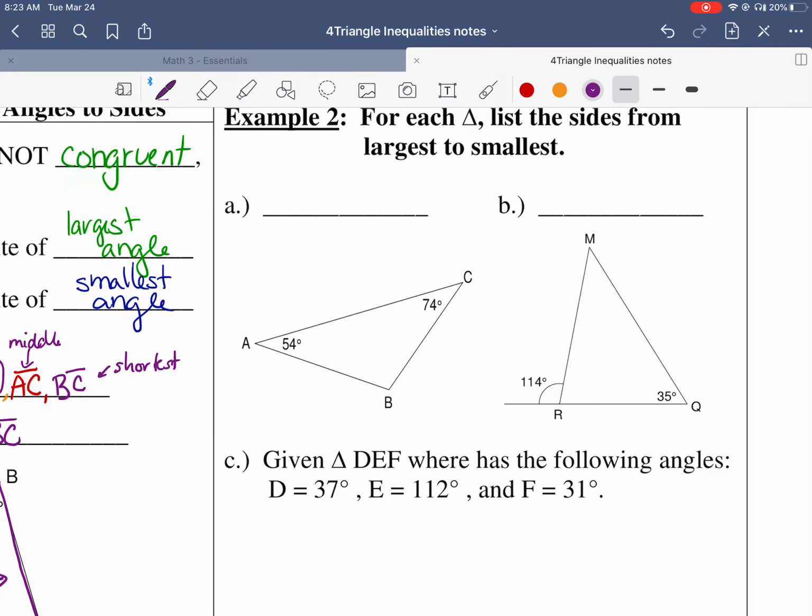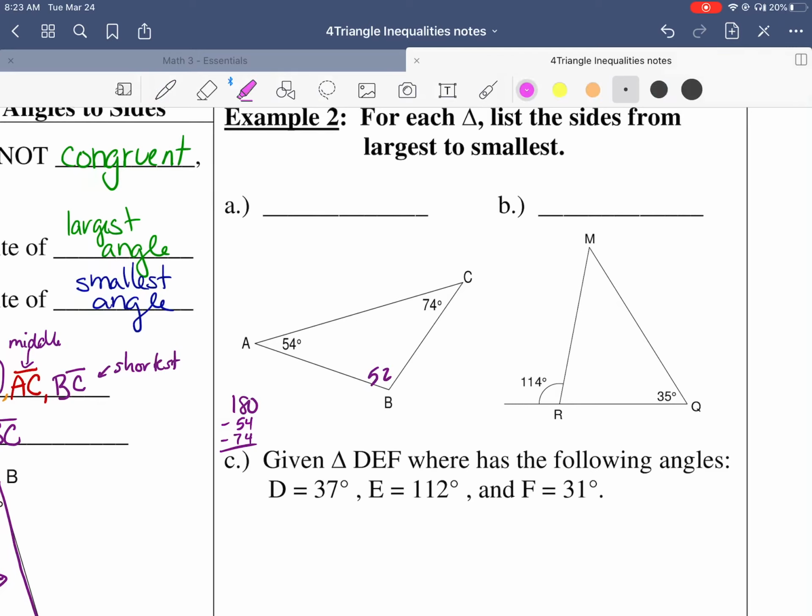Same idea over here, if we were to try to find them. Remember, they're 180 degrees. I don't have this measurement, so we could use the fact that we know that there are 180 degrees in a triangle and say 180 minus 54 minus 74 to find out what's left. When we do that, we find out that this angle has to be 52.